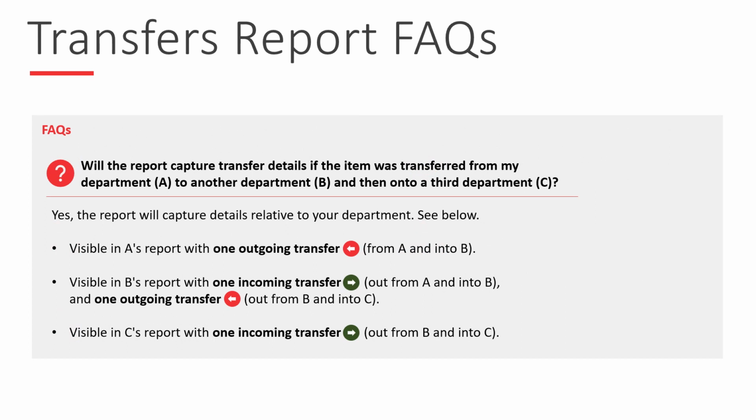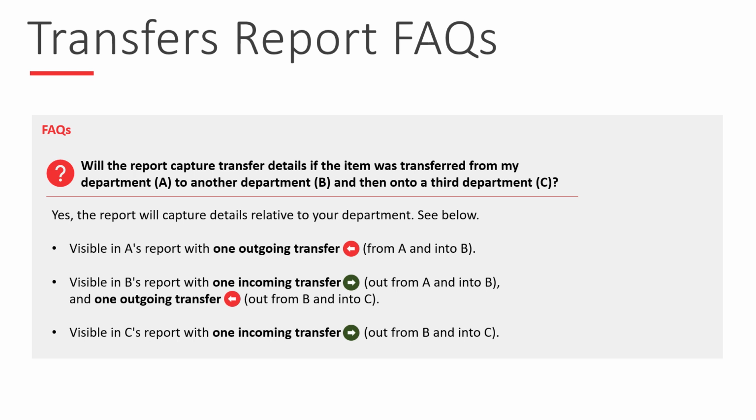Will the report capture transfer details if the item was transferred from my department, which would be Department A, to another Department B, and then on to a third Department C? Yes, the report will capture details relative to your department. So let's walk through this. It's visible in A's report with one outgoing transfer, and this is from A to B.